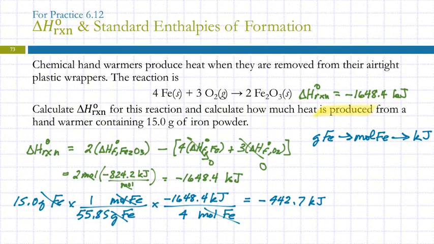It says calculate how much heat is produced. Is negative 442 produced, or is the change negative 442? The change is negative 442.7. 442.7 kilojoules of energy are produced. So when we're answering this question, because the direction of energy transfer is indicated in the question, then we don't want to include a sign on our answer.